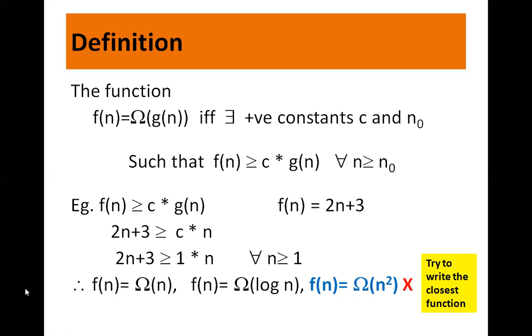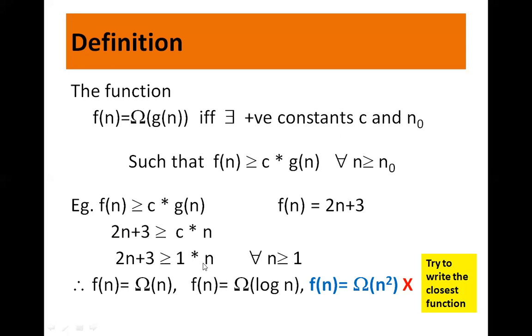So this symbol is the only change you have between big O notation and big omega notation. Now again, let us take the same previous example where f of n is equal to 2n plus 3. Let us replace f of n with 2n plus 3, greater than or equal to c, the constant again, and g of n is nothing but n, right? Now let us take the value of c equal to 1.